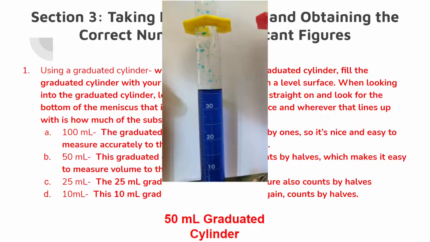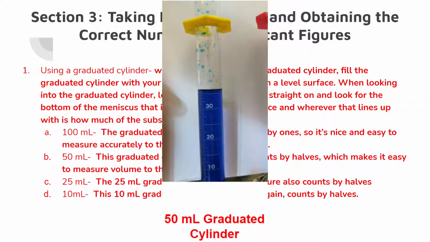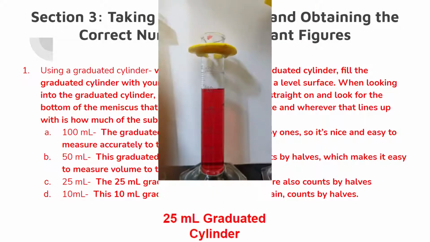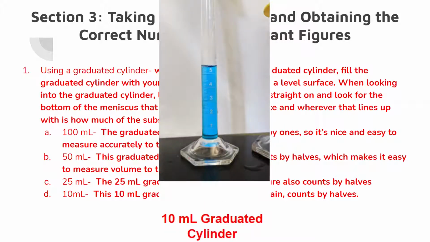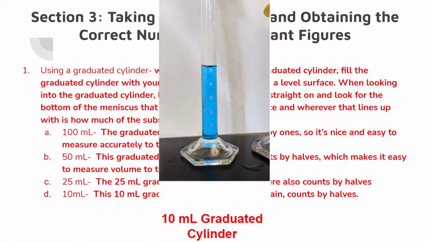On a 50 milliliter graduated cylinder, again as pictured, it counts by halves. With this one, for your significant figure of the guess, you would have to find the value between a 0 and a 0.5. The same rule applies for a 25 milliliter graduated cylinder. Any graduated cylinder that measures by halves is easier to measure a substance accurately to the nearest tenth place. However, the 10 milliliter graduated cylinder counts by tenths of a milliliter. This allows for an accurate guess to the hundredths place when you're counting significant figures of a milliliter.